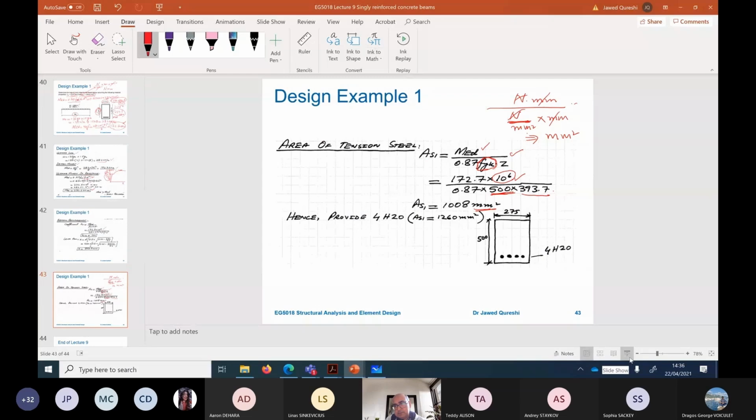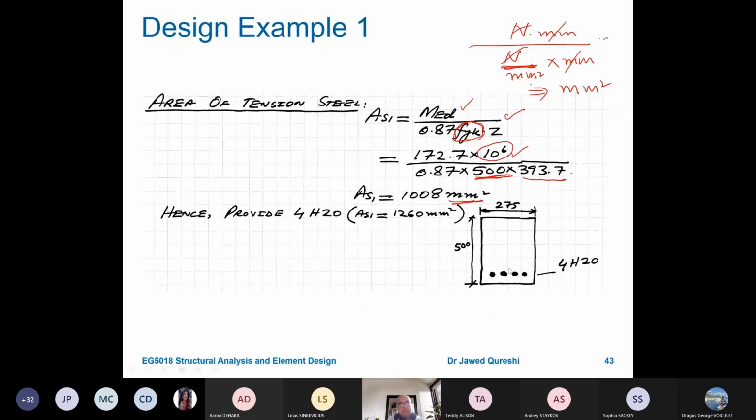Now once you have done this exercise, hence provide 4H20. 4H20 means 4 high strength tensile bars with 20 millimeter diameter, and As1 provided. So this is the provided As1. The one which we got from the formula is the required one. The provided one has to be higher than the required one for it to be a safe design. And then you can see that we simply draw this sketch showing the dimensions and then showing 4H20. Always try to draw the sketch. It will ensure that you get 100% marks.